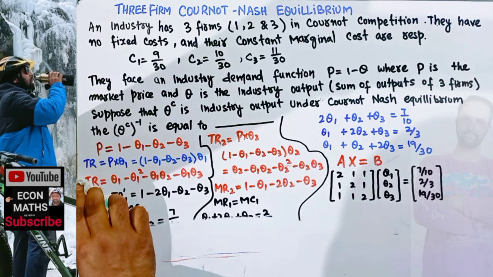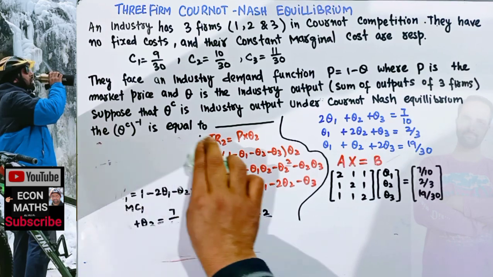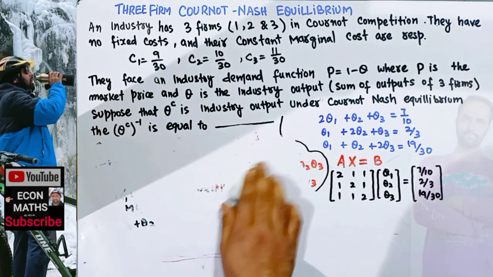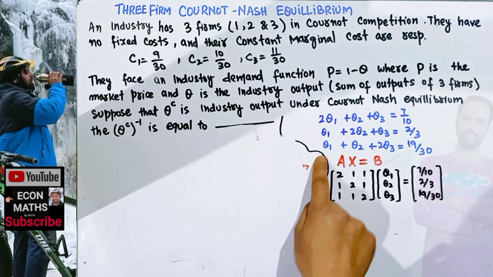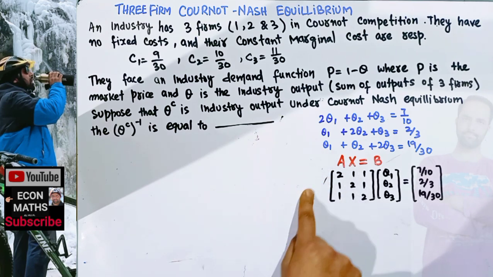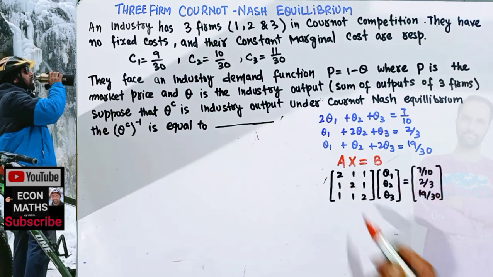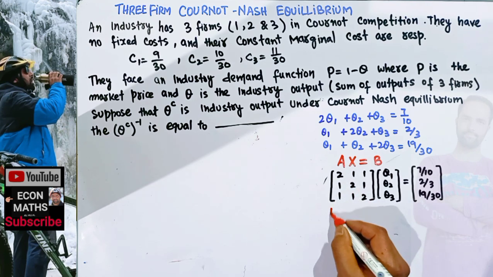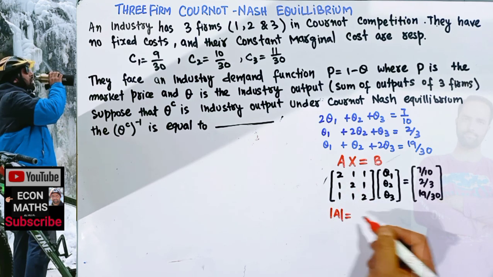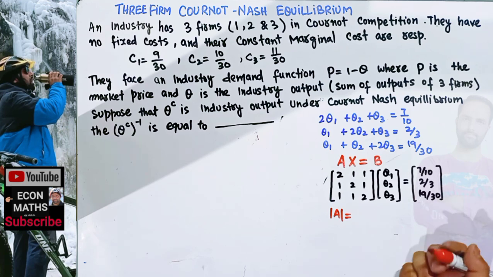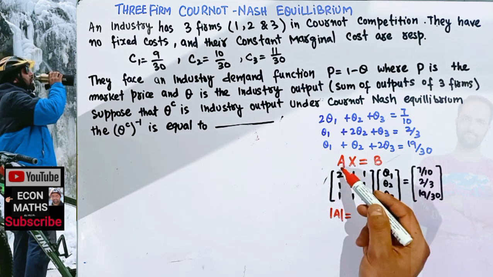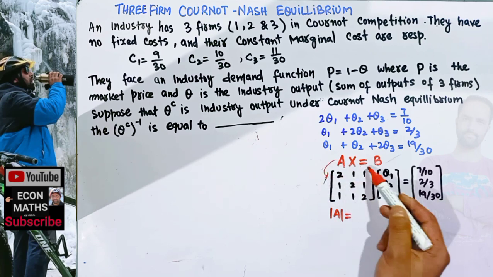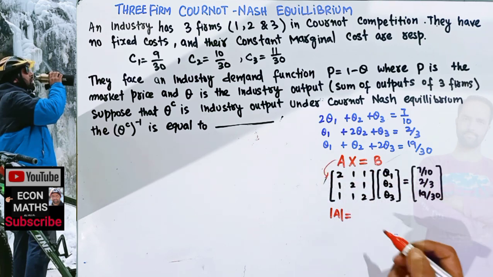Okay, and let me rub this out, then it will make sense. So first step is we find out the determinant of this matrix. That means A will be equal to, how do we find a determinant? You know it pretty well. The determinant of this, so this denotes A, this is our A, this is our X and all the stuff.